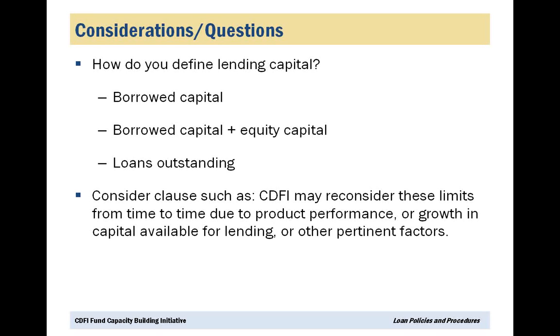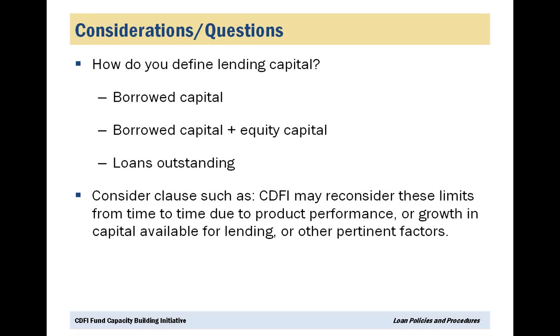And just like in a lot of our work, the answer is it depends. The lending capital could be your borrowed capital, and it says equity here, but what I really want to define it as is your borrowed capital and your net assets available for lending, which is a bigger number, or it could be your loans outstanding, which would typically be the smallest number.